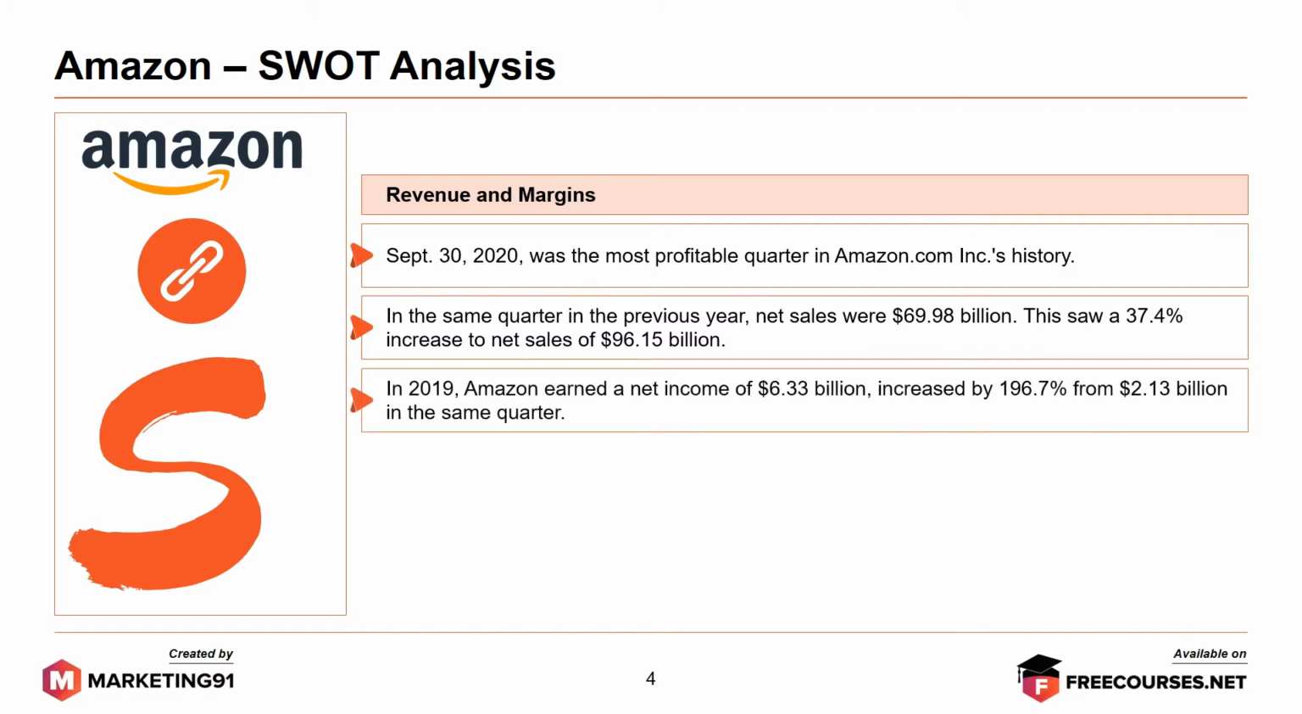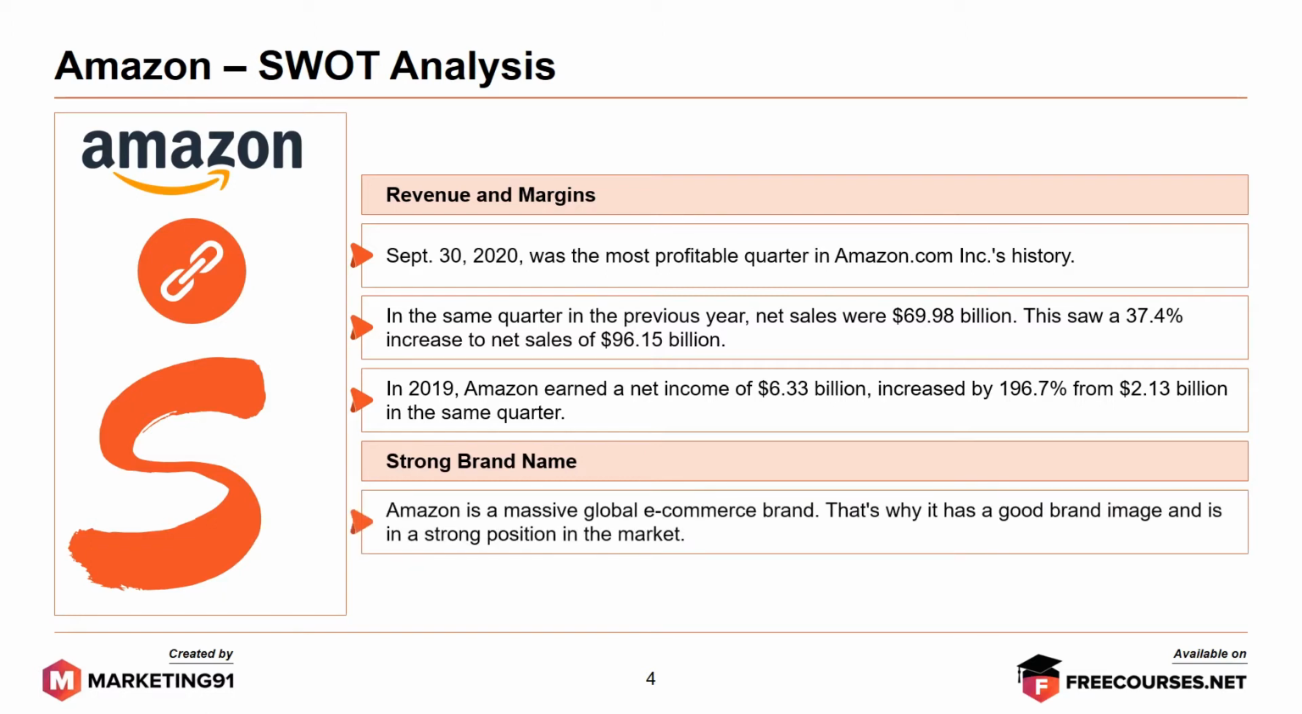In 2019, Amazon earned a net income of $6.33 billion, which increased by about 200% from $2.13 billion in the same quarter. Next, strength, strong brand name. Amazon is a massive global e-commerce brand. That's why it has a good brand image and a strong position in the market.